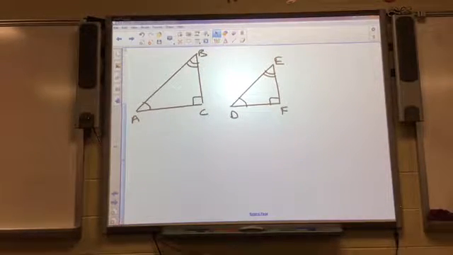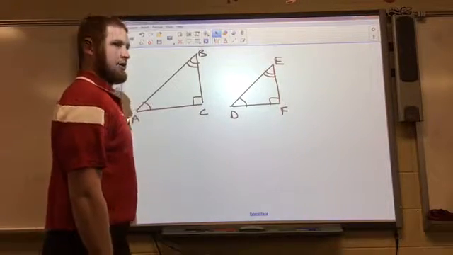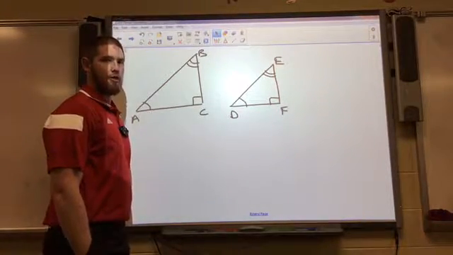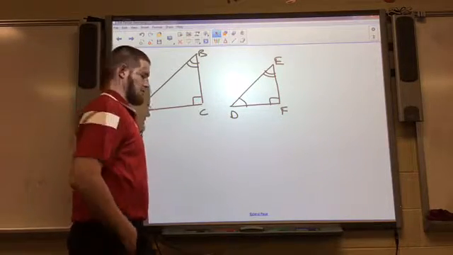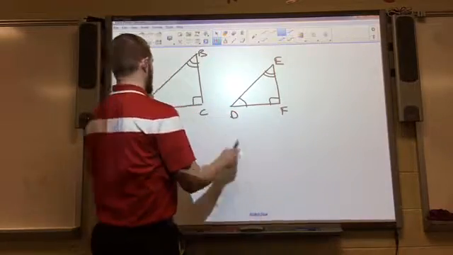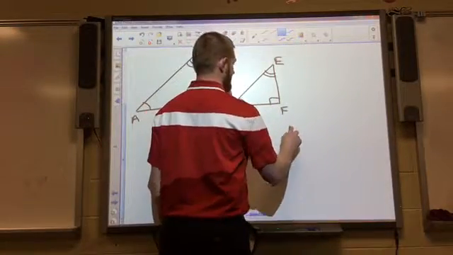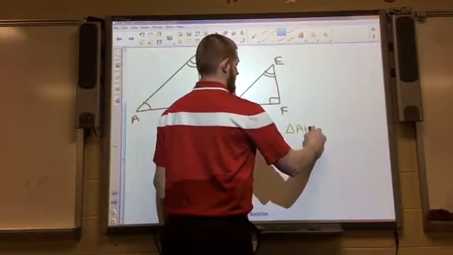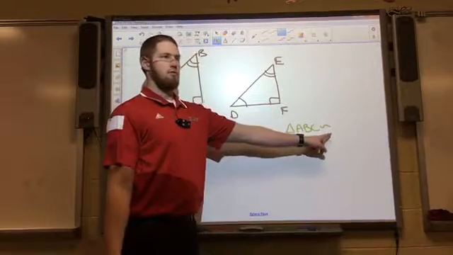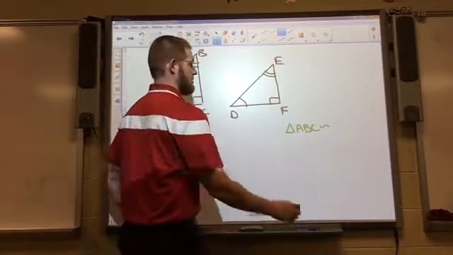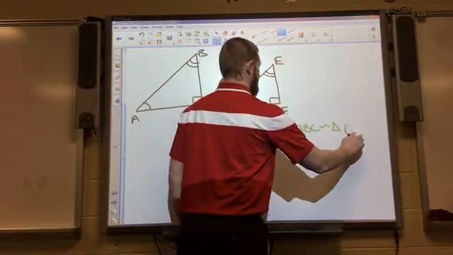Okay. Now there's a few new types of things that we need to learn here. The first one is just the similarity statement. You guys remember when we did congruent figures, how we had our congruence statement? Okay, we also have a similarity statement stating that triangle ABC is similar, there's a new sign for you, is similar to triangle DEF.